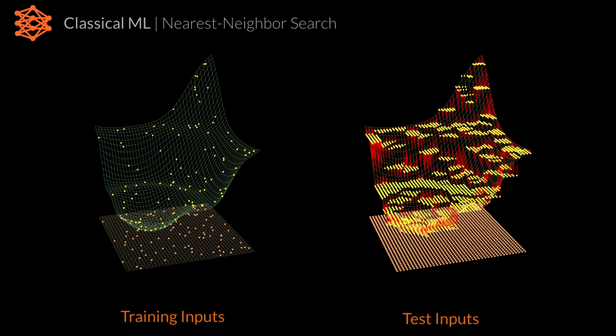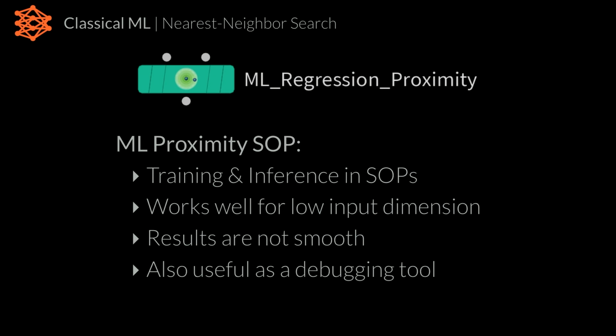For people familiar with Voronoi tools, this looks a little bit like a Voronoi diagram if you look at it from the top. This functionality is available for the ML regression proximity sub. It works well for low dimension, but the results are not smooth. You would not often use this to create computer graphics results, but it's very useful as a debugging tool if you're just setting up your pipeline.